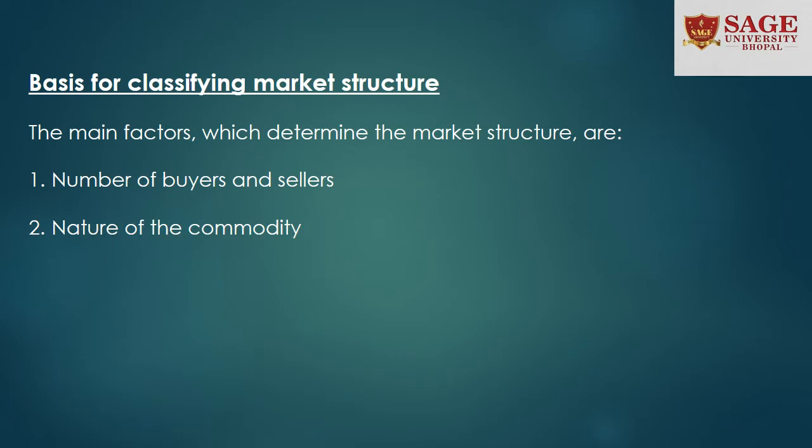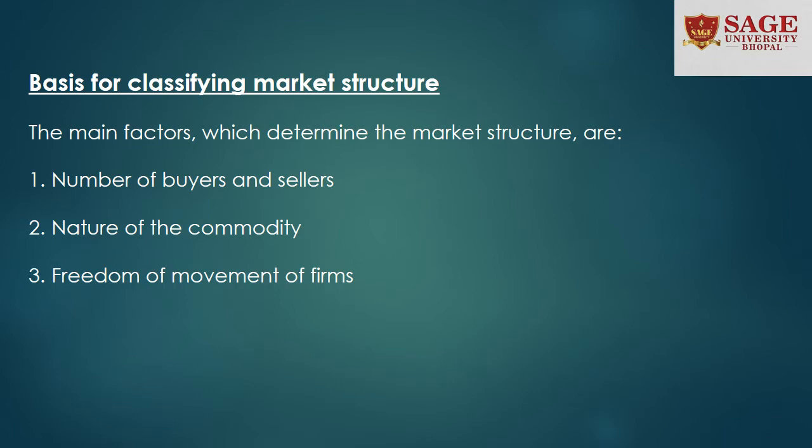Next is nature of the commodity. If the commodity is of homogeneous nature, that is, identical in all respects, then it is sold at a uniform price. However, if the commodity is of differentiated nature, then it may be sold at different prices. Again, if the commodity has no close substitutes, then the seller can charge higher prices from the buyers.